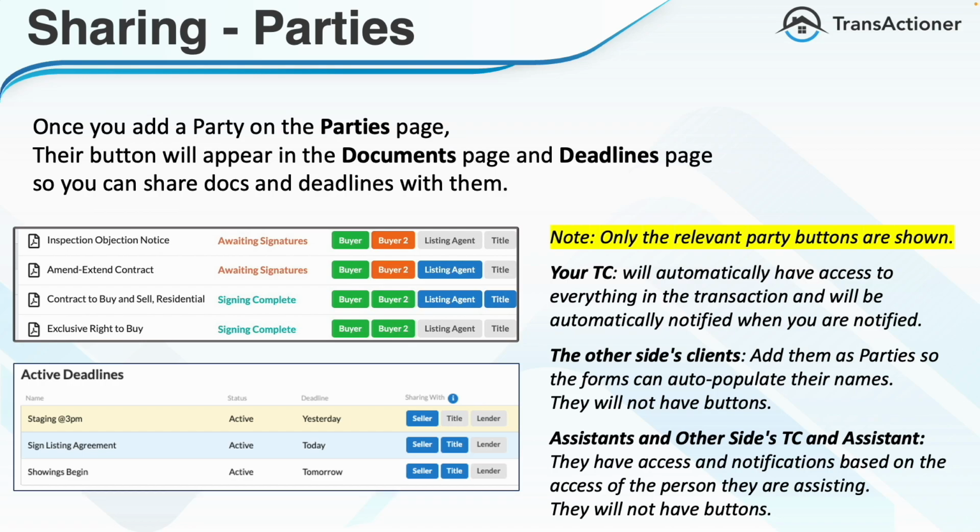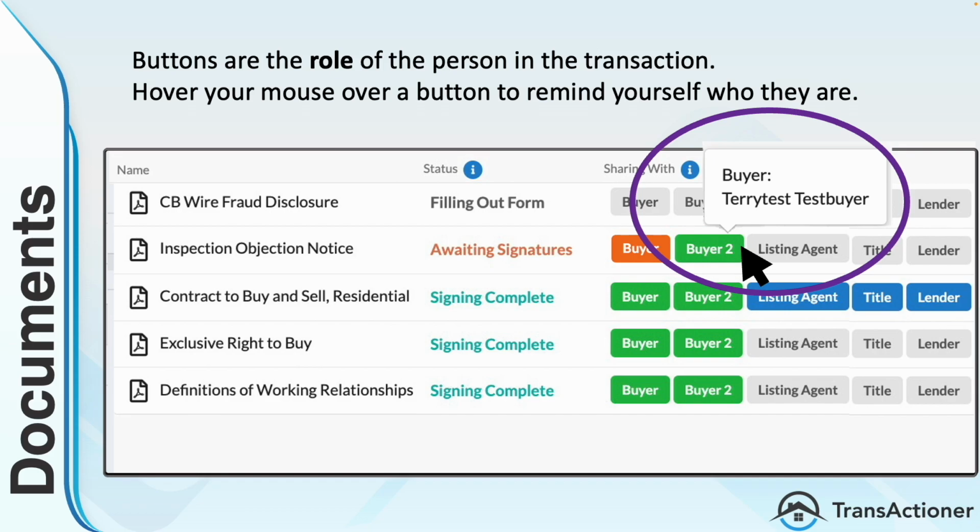These buttons also appear for the deadlines. For tasks and deadlines, you can also share by clicking the button for each of the parties that you wish to share that deadline or task with. All the buttons are always the role of the person in the transaction. So that's easier to remember what's going on. If you forget who buyer number 2 is, if you hover your mouse over any of the buttons, it will remind you who that person is.